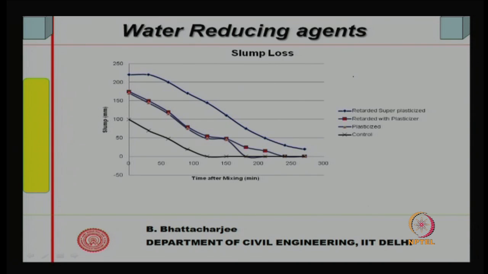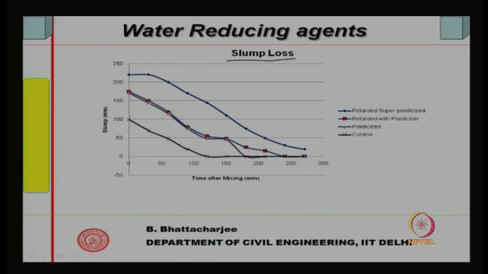Well, after time loss, if you see there is slump loss, or in other words, if you look at slump retention of water reducing agent. Now, this is important because in case of ready mix concrete, you would like to deliver the concrete maybe a certain period of time after mixing, because it will be there in the agitator truck. So, in such a situation, slump retention is an important parameter. That means it should remain green, or it should not set.